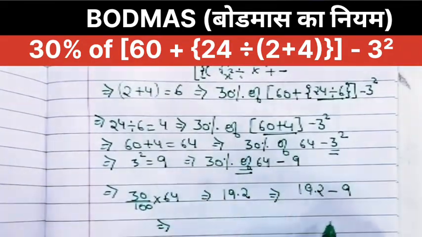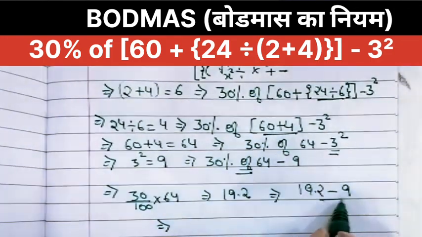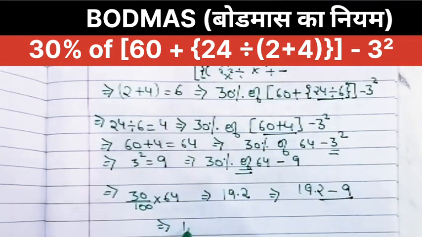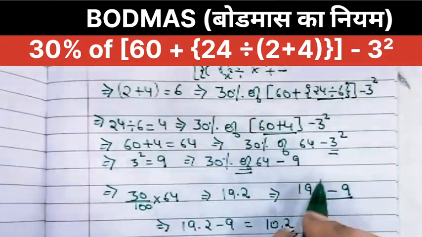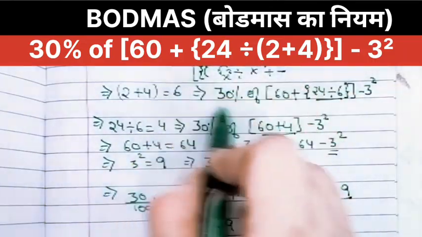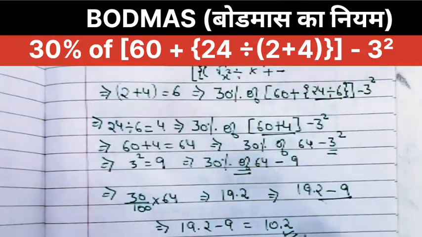Finally, subtract the value. Subtraction is the last remaining operation step. So now 19.2 minus 9 will get 10.2 as the final result. So now according to this expression, by using the BODMAS sequence, the final simplified value of this expression is 10.2. And I hope it is clear.